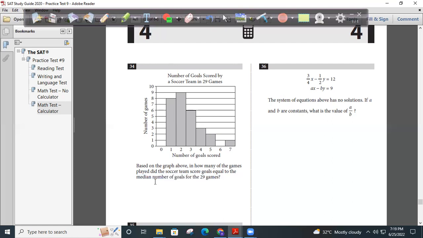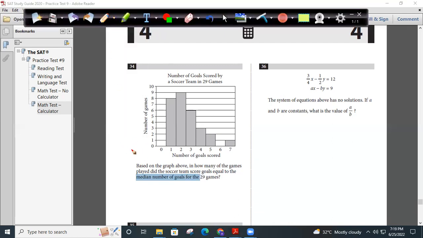First thing, when I try to find what it is: based on the graph above, how many of the games played did the soccer team score goals equal to the median number of goals? The question paper setter is very smart. He is asking two questions indirectly. First, identify the median number of goals for 29 games. For that, suppose it is 3, then find the number of games. Indirectly he is asking you to find the y value, but for the median number of goals for 29 games.